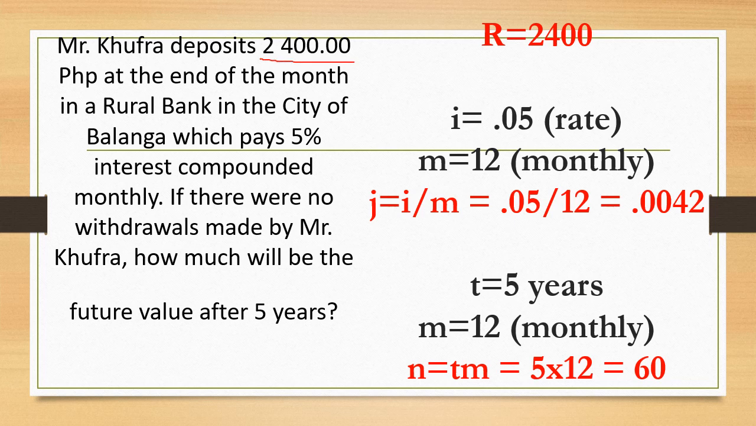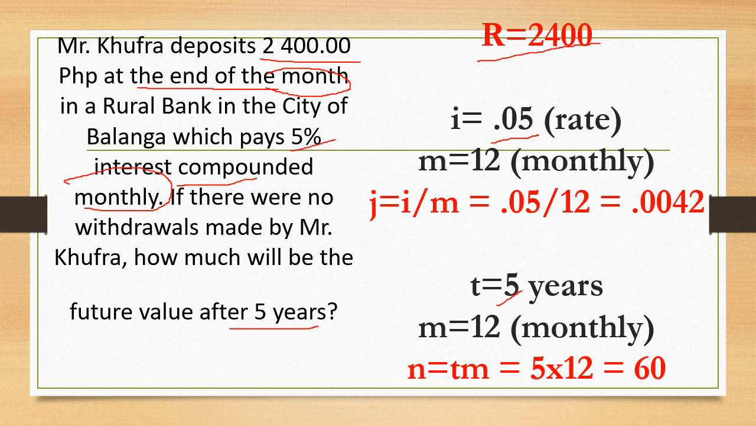So 2,400 pesos is your R. That is the regular payment made at the end of each month, meaning this is an ordinary annuity in a rural bank in the city which pays 5% interest. So 5% or 0.05, that's your rate, compounded monthly. So the same monthly here and also monthly payment, making this a simple annuity. If there were no withdrawals made by Mr. Kufra, how much will be the future value after 5 years? So time is 5 years.